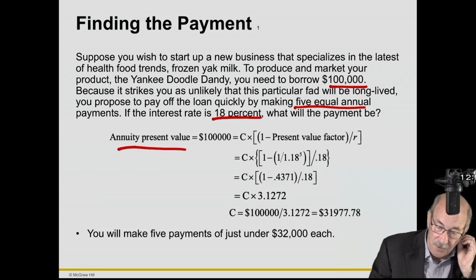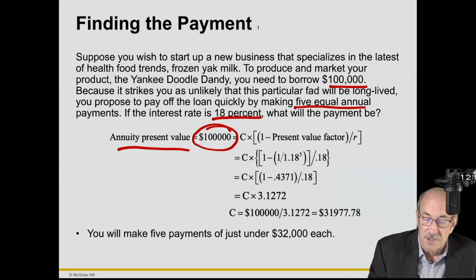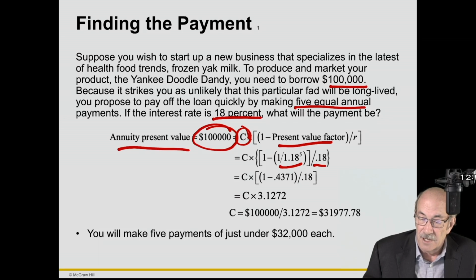So again, we're going to use this annuity present value. Our loan is $100,000. We're looking for how much that payment is. We can calculate the present value factor. That's 1 over 1.18 for 5 years. And again, this is dividing by that R. When we get down here, we find that the 5 payments are each going to be $31,977.78. Again, how would I do that on the calculator?